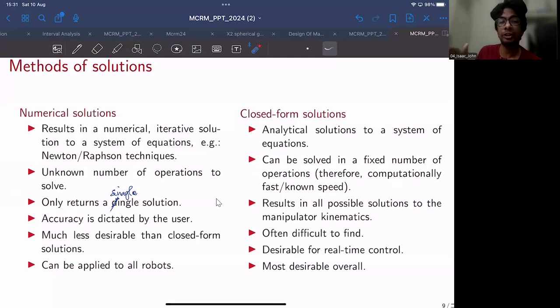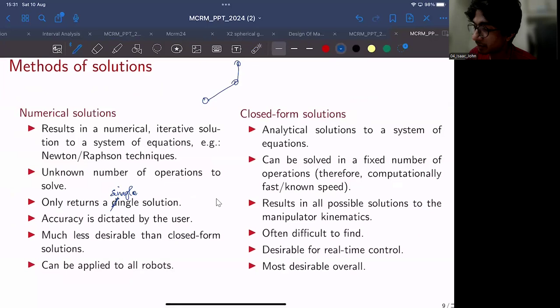And in most cases, we have to ensure that that local minimum is also the solution that we are expecting. And which solution this would be converging to will depend on the initial guess or the initial conditions that we are giving, right? For example, in the case of a 2-DOF robot like this, we have said that it can have two solutions. One solution is like this. The other solution could be like this, right? And in the case of a numerical solver, it can only converge to a single solution. And again, that also depends on the initial condition that we are giving.